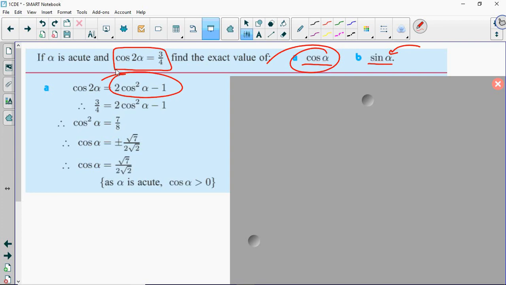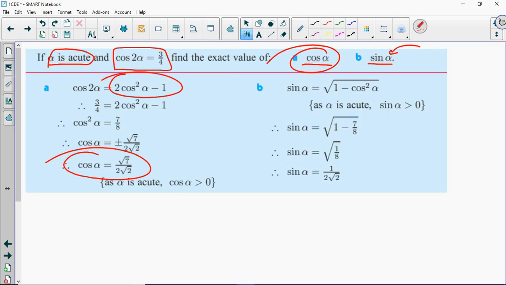Again, we need to consider what quadrant our angle is in. We're told that alpha is acute, so that means that the cosine of it is going to be positive. So that can get us that lovely expression for cosine of alpha. And then now we have multiple options to figure out sine of alpha. This is actually coming from the Pythagorean identity here, so we could do it that way.